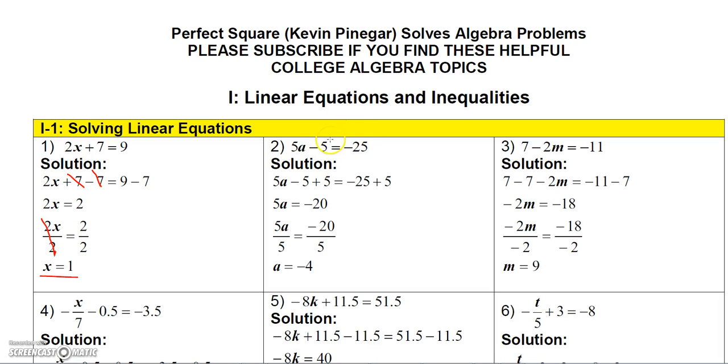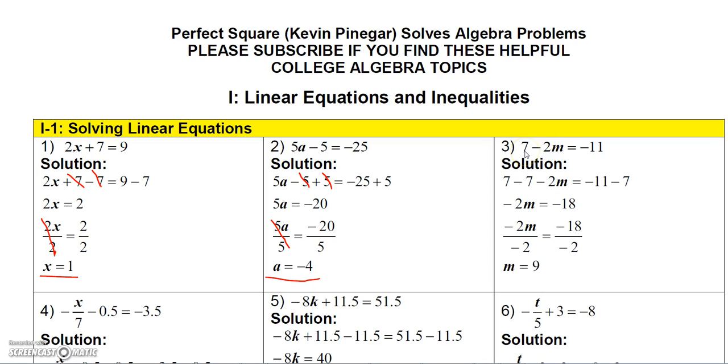x is 1. Now in this next one, to isolate the a, the first thing I'm going to do is add 5 to both sides. So if I add 5 to this side, that'll just cancel the minus 5. And then if you take negative 25 plus 5, that's going to give me negative 20. So I'll have 5a equals negative 20. Then to isolate the a, I need to divide both sides by 5. So if I divide 5a by 5, then the 5's will cancel, and I'll just get a. And if I divide negative 20 by 5, that'll give me negative 4.